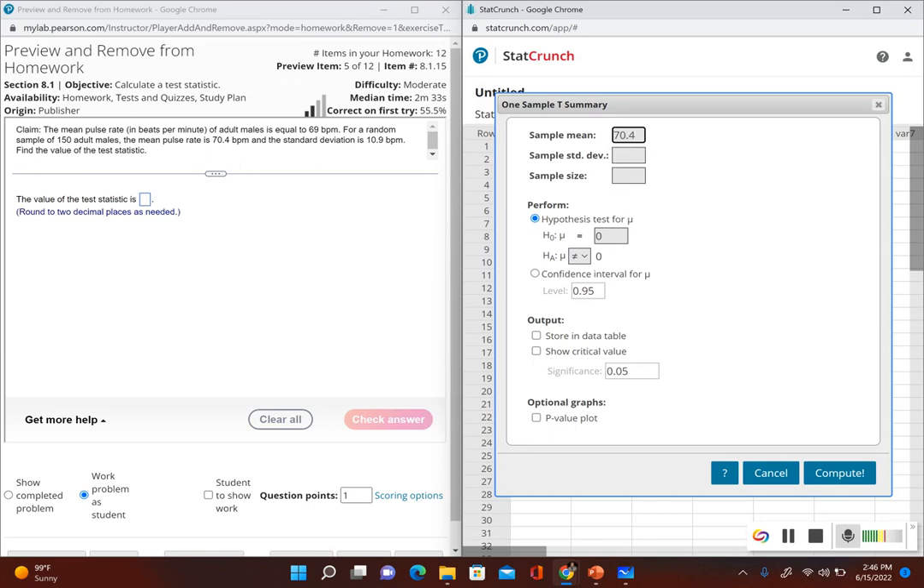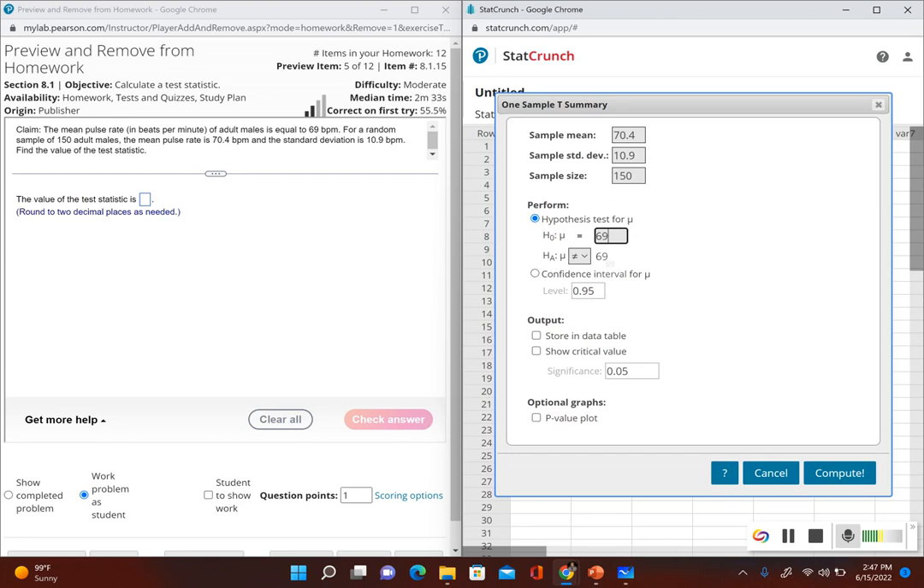So I have 70.4 for my sample mean. My sample standard deviation was also given to me, 10.9. And then my sample size, 150. It says 150 adult males. Now we are conducting a hypothesis test for mu, population mean.